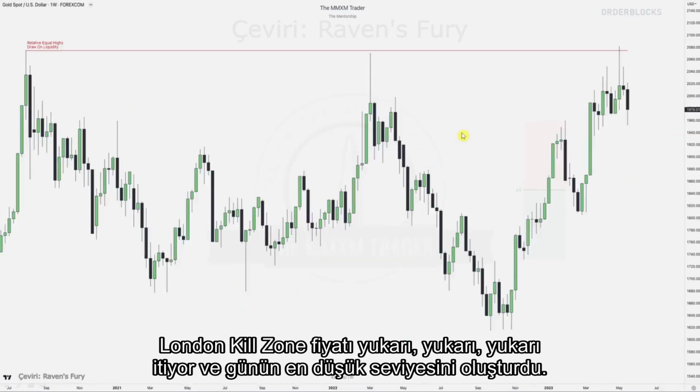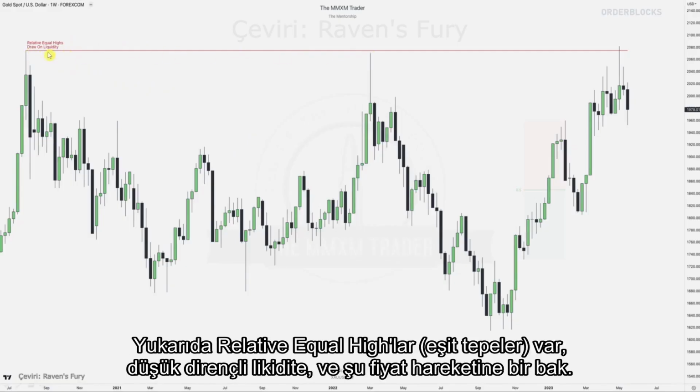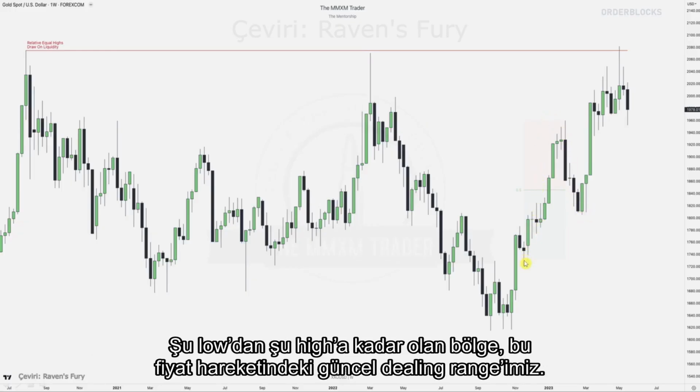All right, so over here we've got a gold weekly chart. Now, what is more obvious than these buy stops over here, right? Relative equal highs up here, low resistance liquidity, and look at this piece of price action, right? We're moving up and up and up. We can see down close candles supporting price action, and look at this range, right? This low to this high is our current dealing range in this piece of price action.